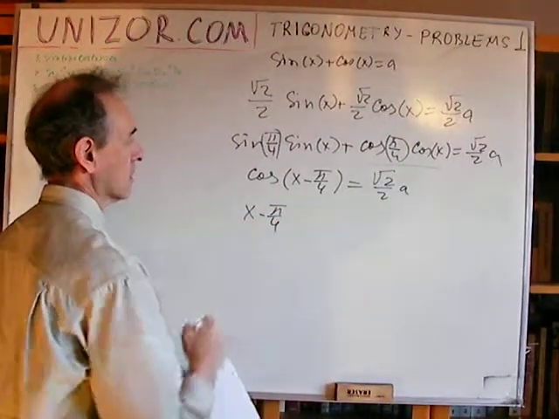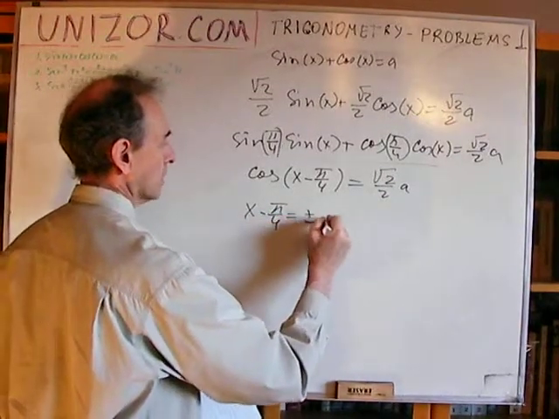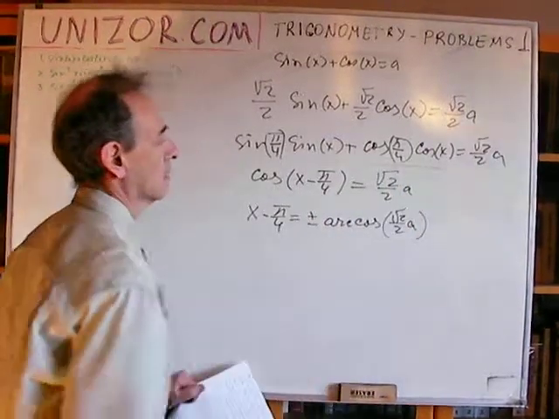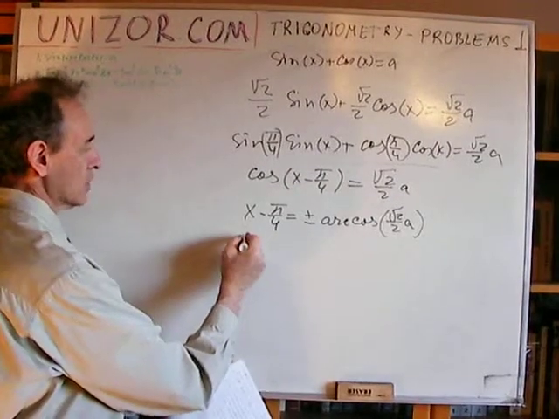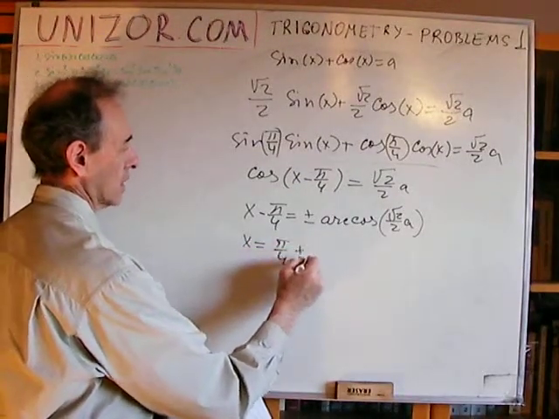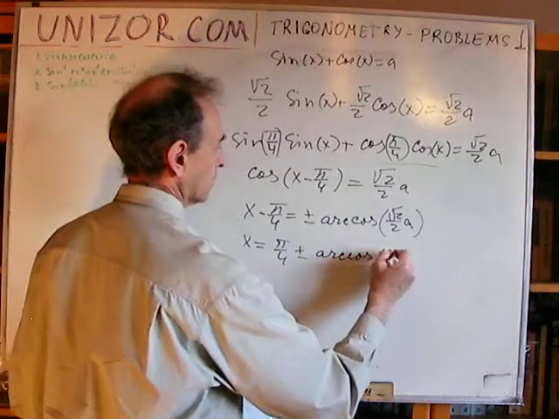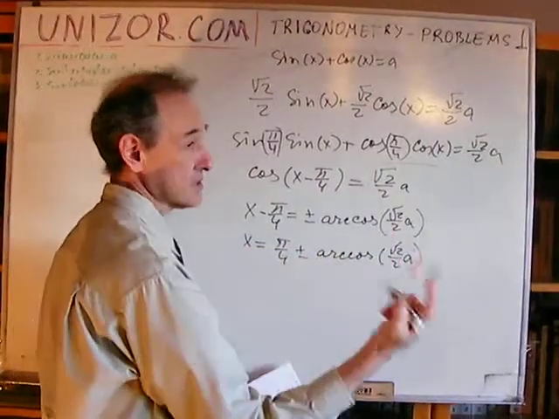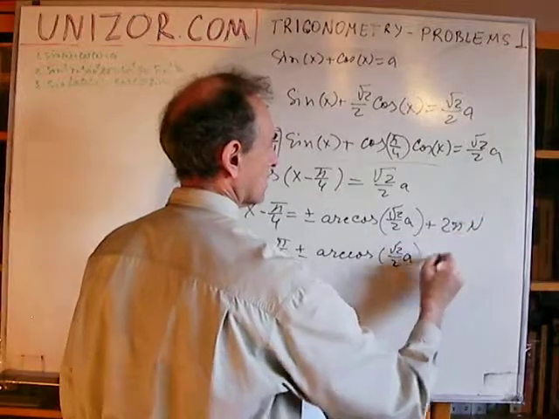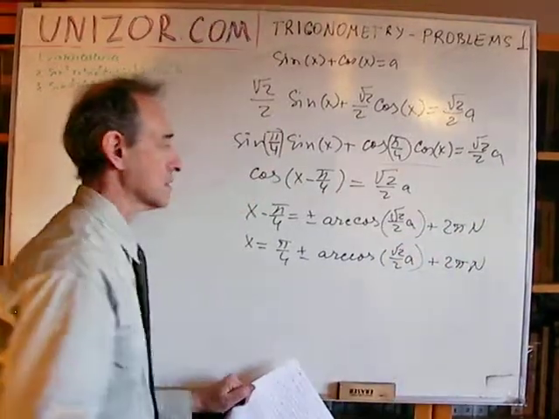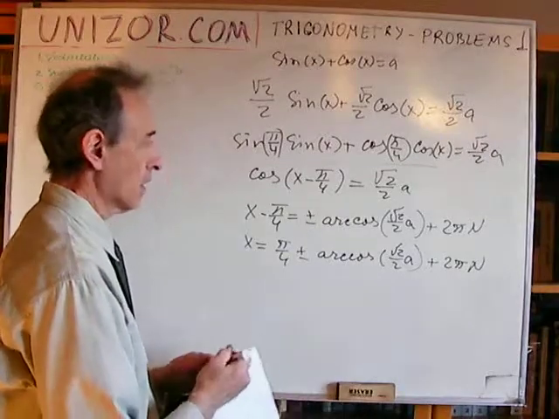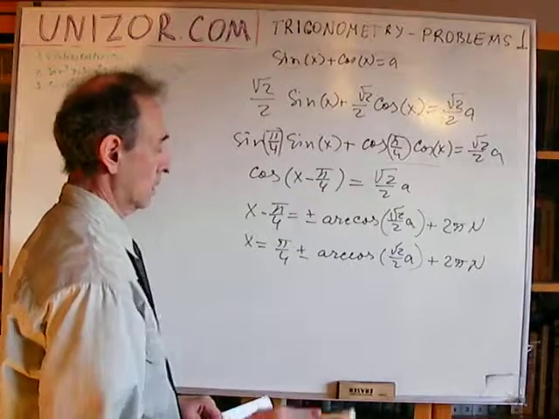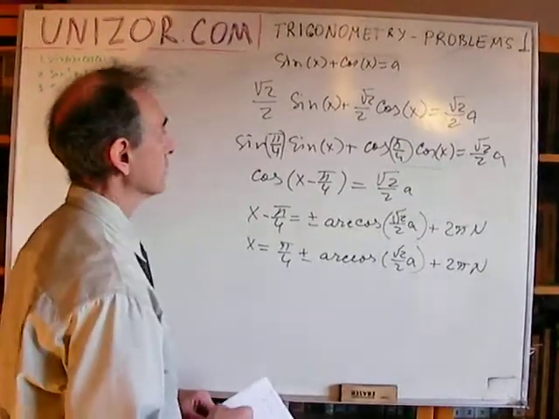So x minus pi over 4 is equal to plus or minus arc cosine of square root of 2 over 2 times a, from which x is equal to pi over 4 plus or minus arc cosine. So that's the general solution. Actually, to be exact, you have to add 2 pi n, because cosine is a periodic function, so all solutions are expressed in this particular formula. Well, that's it. That's a relatively simple thing.